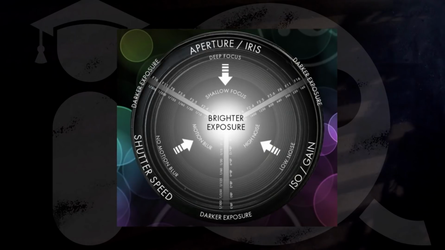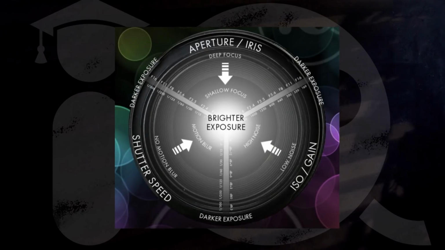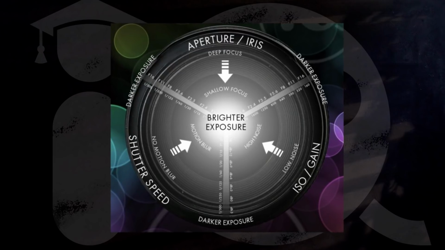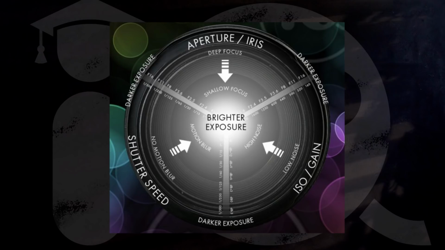My ultimate solution back in the day was to lay out the elements like a three-pointed star. Aperture, shutter speed, and ISO are all ways to increase brightness of an image, so the closer to the core of the star, the brighter the image.